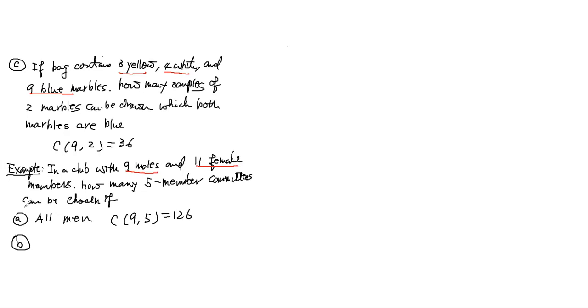How about if I have all women? The women has 11. So that means I need to take the 5 members from the 11. So it's C(11,5). This is 462 here. Okay, so part C is here.